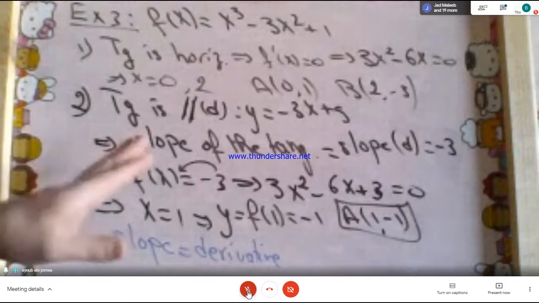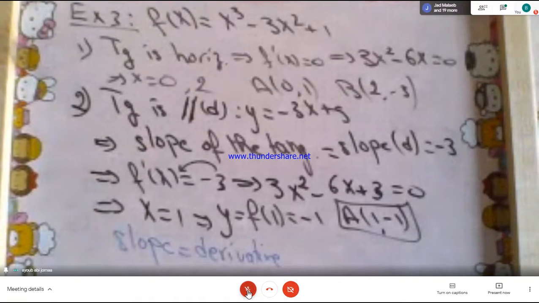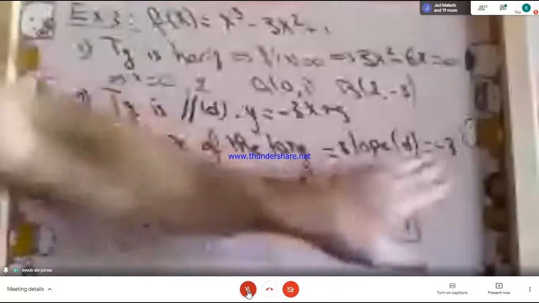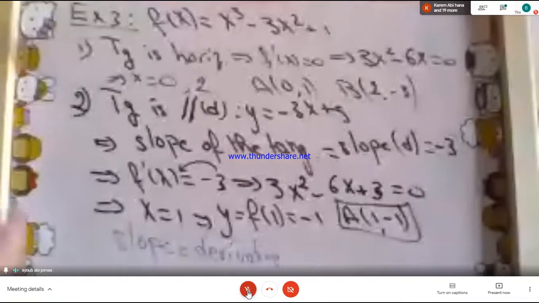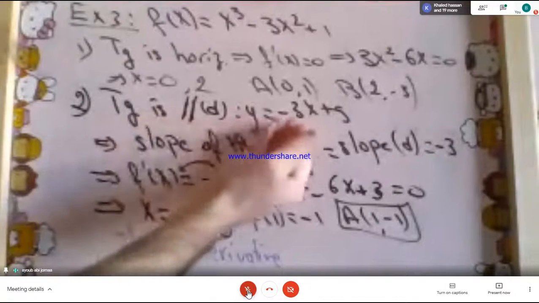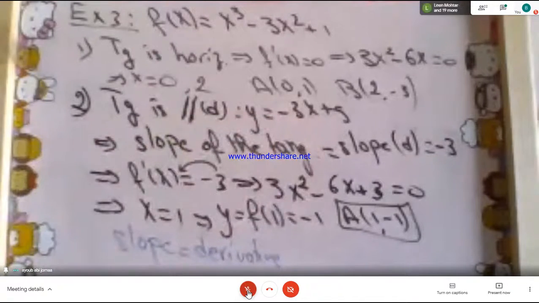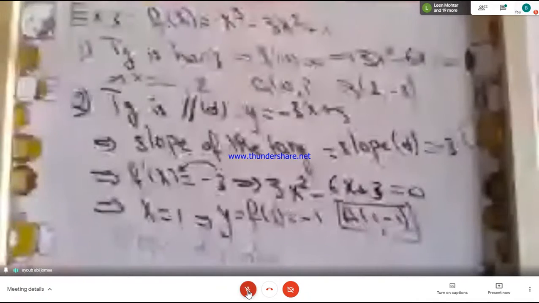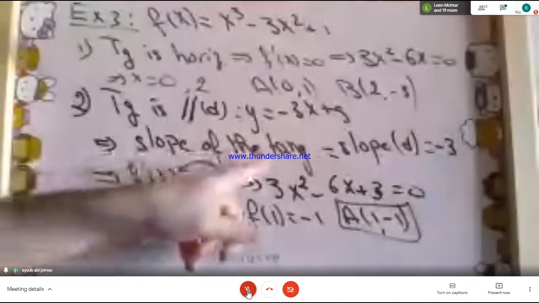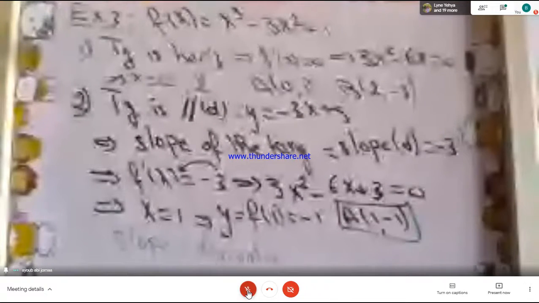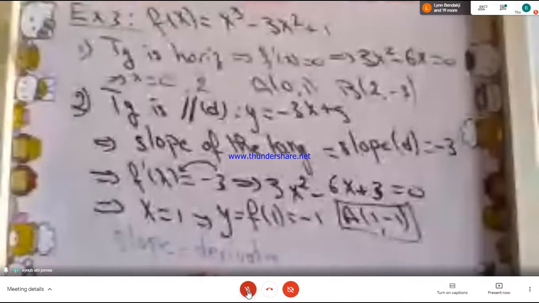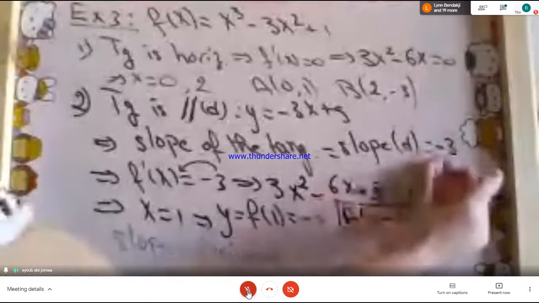But for example, in the second part, they said that the slope is negative 3. Why is the slope negative 3? Because it says the tangent line is parallel to this line. Two lines that are parallel have the same slope. It means that the slope of the tangent line is equal to negative 3. So from one side, it is the derivative. From the other side, it is equal to negative 3.